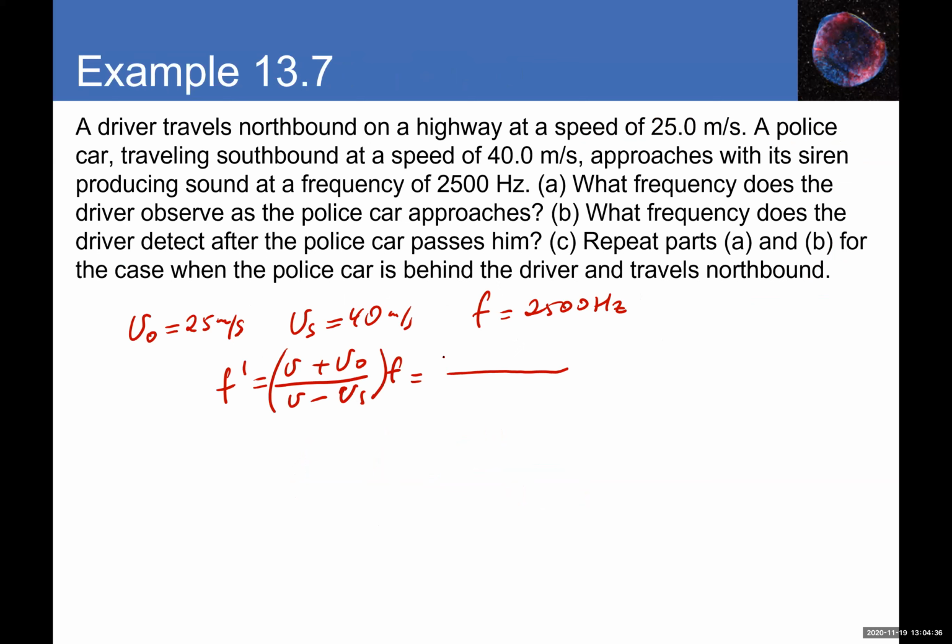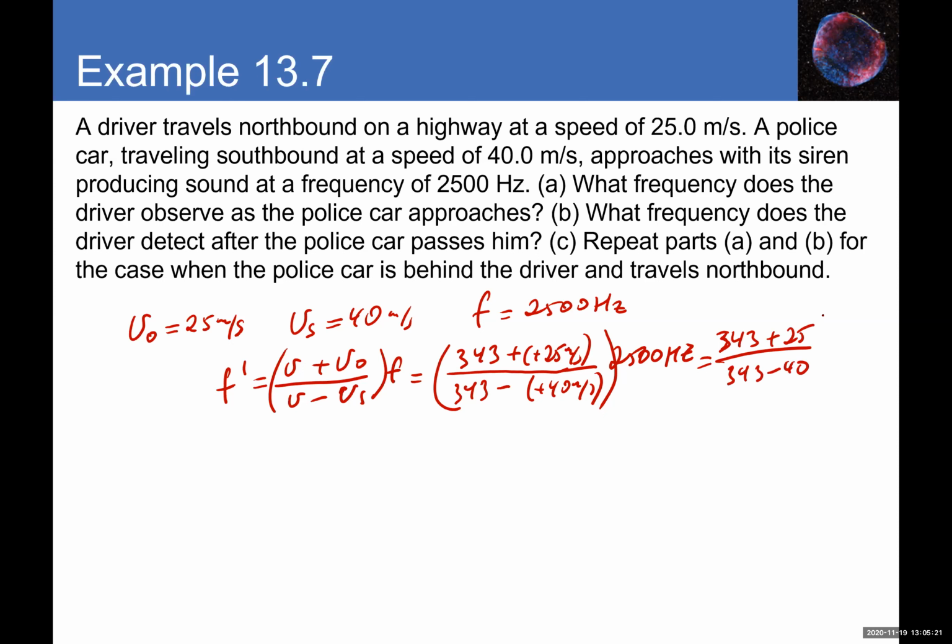Now, both of them are moving. That means this is 343 plus something and 343 minus something, and those are not zero. The observer is moving toward the source, which means its quantity is positive, so it's plus 25 meters per second. And the source is moving toward the observer, so it's plus 40 meters per second, times 2500 hertz. So you have 343 plus 25 over 343 minus 40, times 2500, and F prime here is 3040 hertz, or 3 kilohertz.